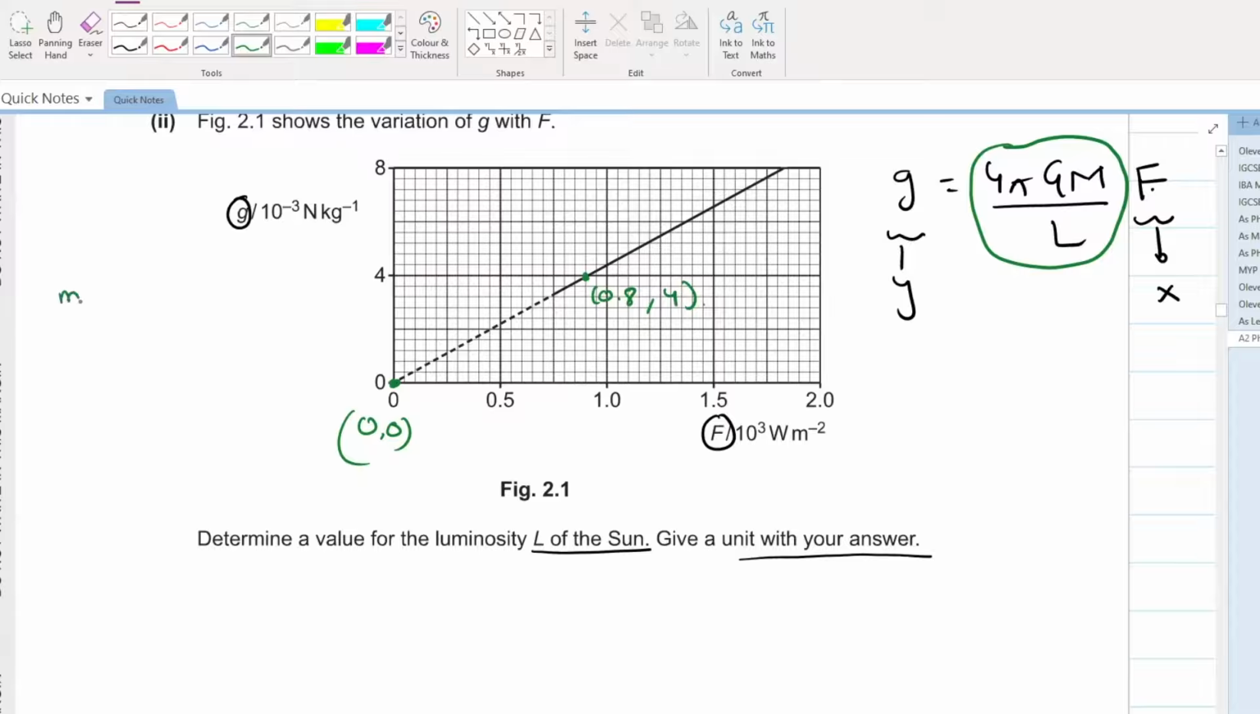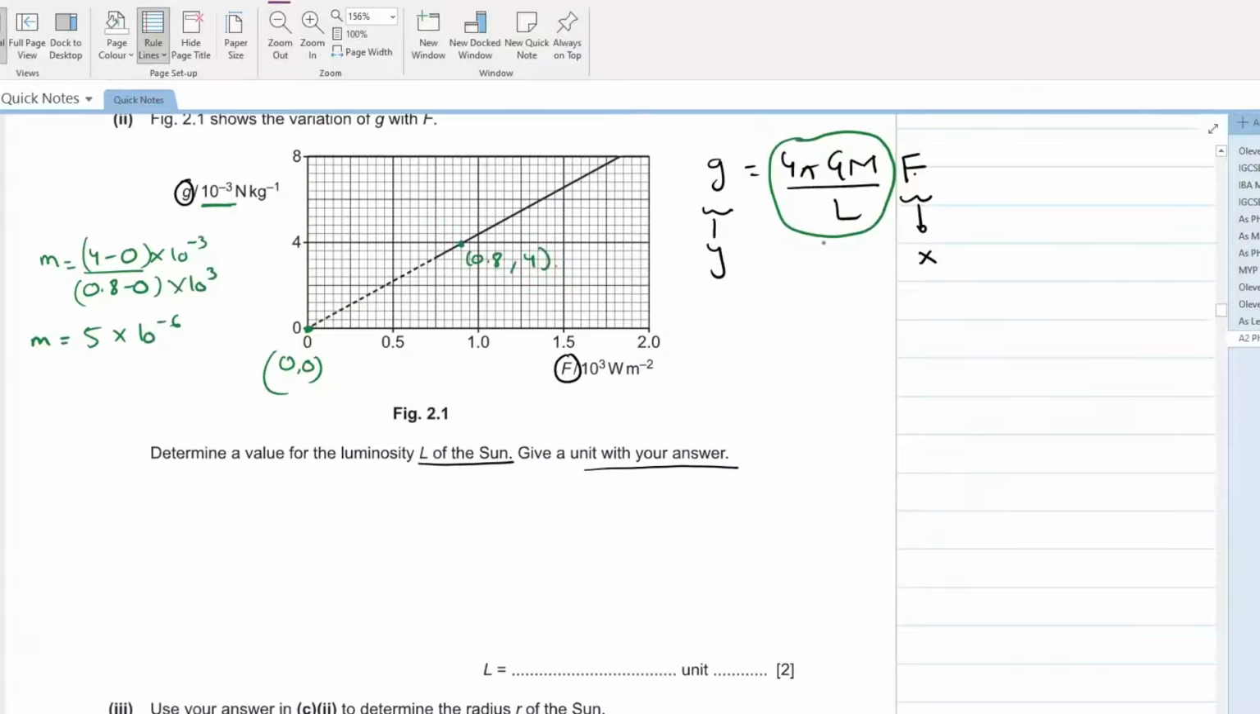Can we calculate the gradient here? Yes. Y2 minus y1 over x2 minus x1. What are the units of axis on the y-axis? 10 raised to the power of minus 3. Any units of axis on the x-axis? Yes, 10 raised to the power of 3. What does your answer come out to be? Can anyone calculate this, 4 divided by 0.8? This is 5, and 5 into 10 raised to the power of minus 6. I hope the gradient is this.